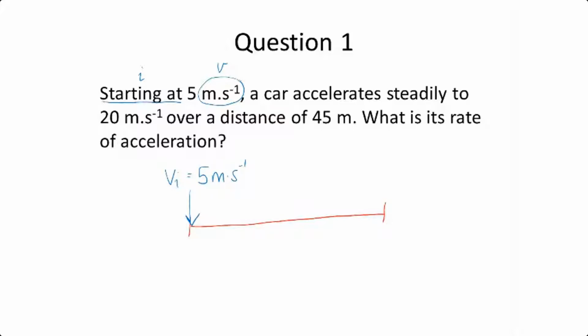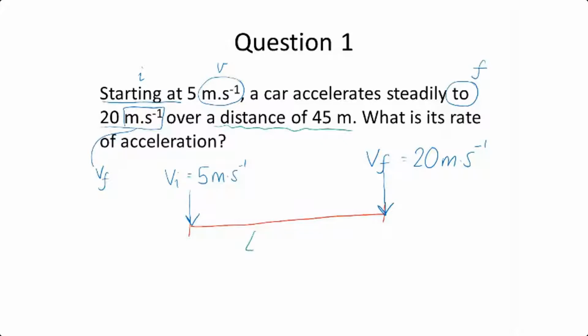A car accelerates steadily to. To means that's final. That's where it ends. To 20 meters per second. Meter per second, again, is a velocity. So this is a final velocity. So the velocity at the end of this interval is 20 meters per second. Over a distance of 45 meters. Delta x is 45 meters. Delta x is displacement, but in linear motion, the magnitude of displacement and distance are the same.